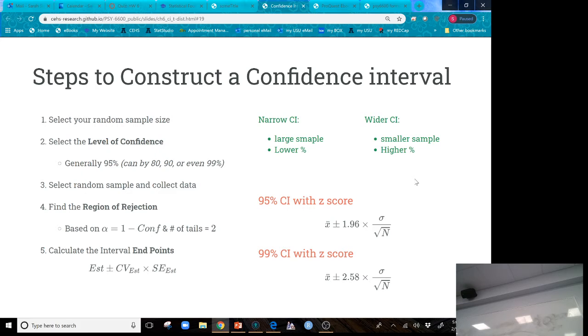If we want to be more sure, 99%, we've got to go out further. To get 99%, we have to go more than 2 standard deviations out. And this is what the table value will give you. So if you're doing Z confidence intervals, for 95% it's 1.96, for 99% it's 2.58. Those numbers come from the calculus that you don't want to care about.